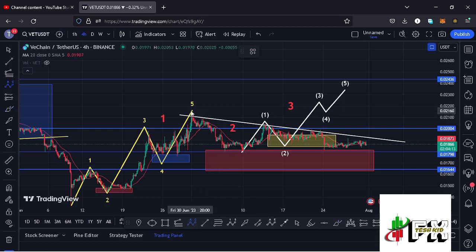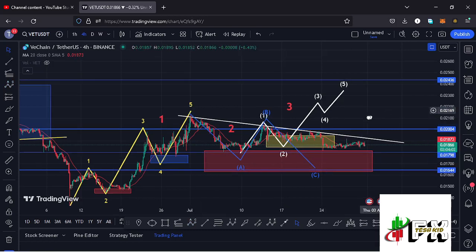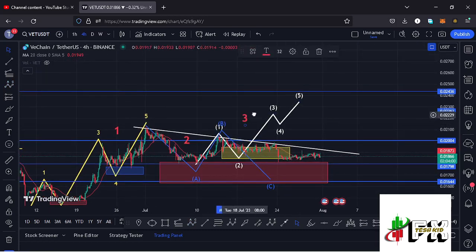That is a corrective structure where we can expect one more new low in the formation of that wave C in the red target area before we can start gearing up impulsively in the formation of this wave 3. That is the alternative scenario that we can have in case the bullish one fails here on the charts. And that is what I'm keeping my eyes on in the short term and also in the long term.